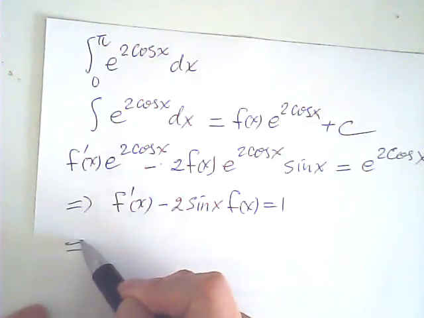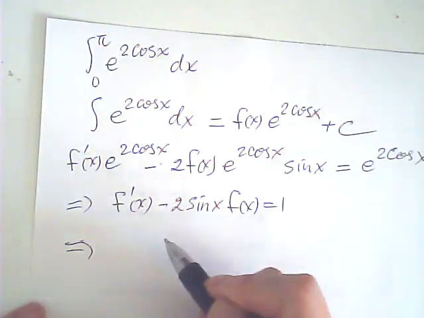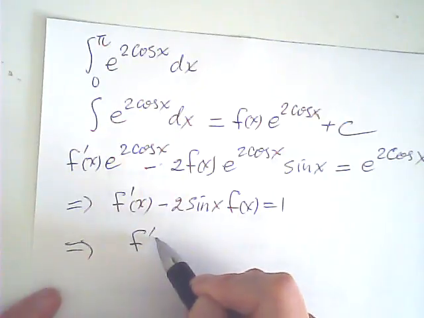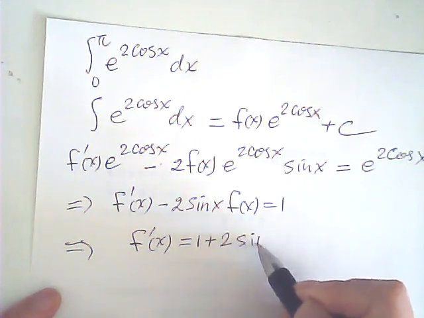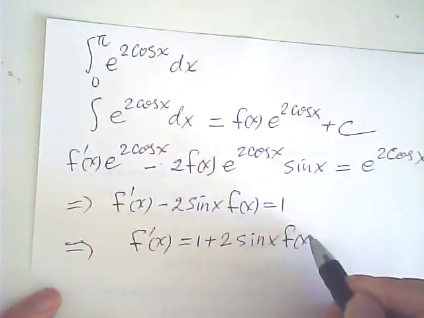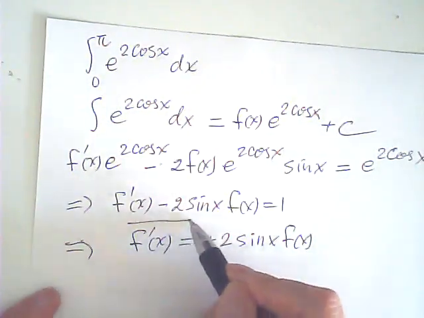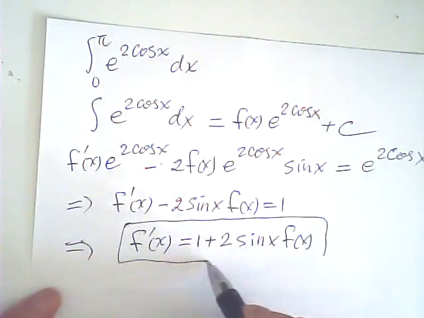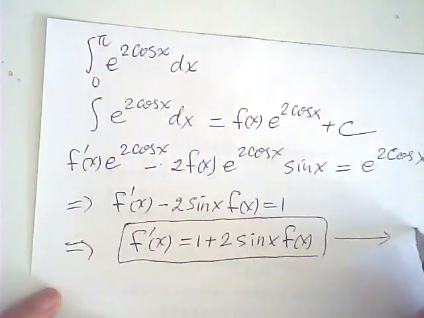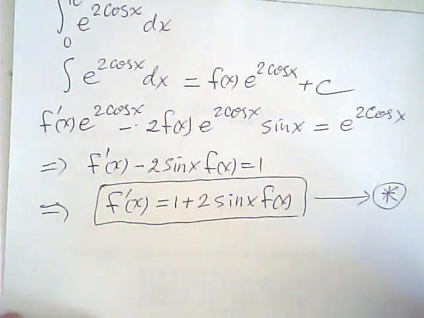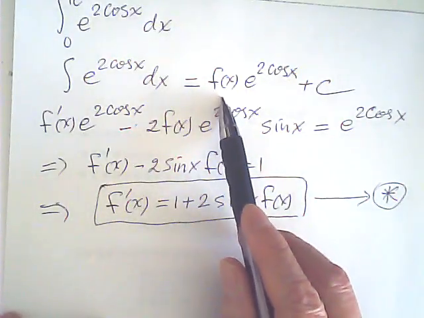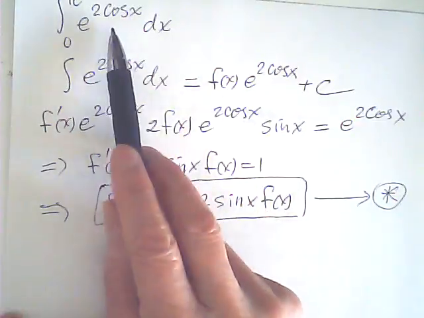Okay, good. Then I have this equation, f prime of x is equal to 1 plus 2 sine x f of x. Well, this is an important equation. I call this one a star. All right. Now, my objective is to find f of x. If we find f of x, we finish this one.